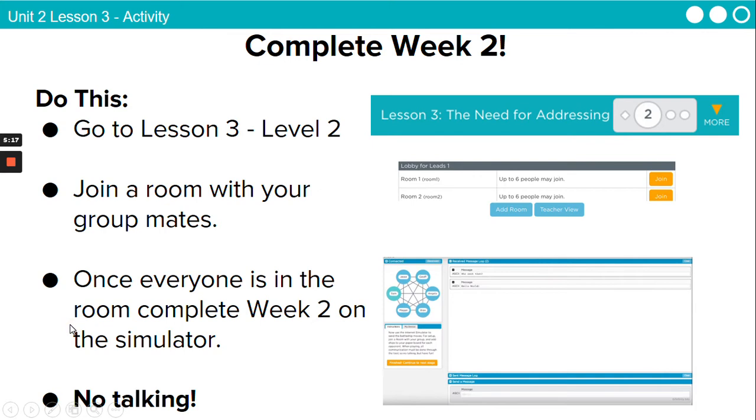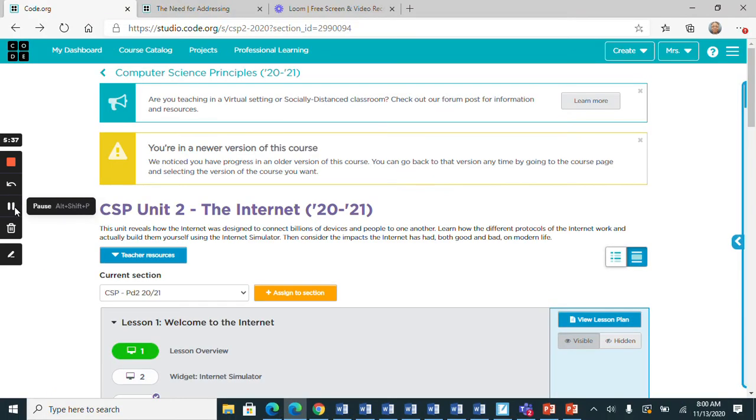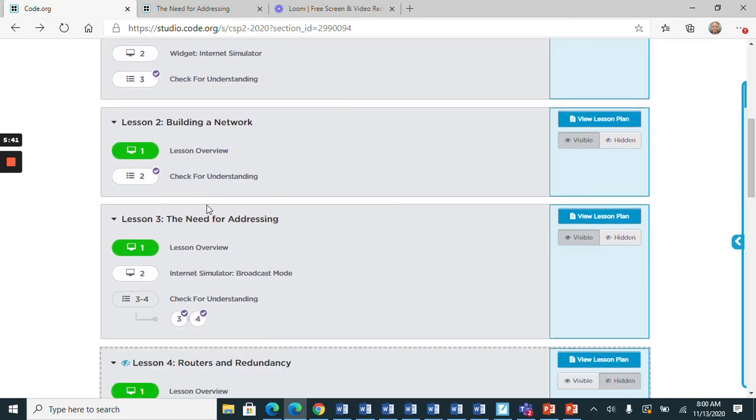and now you join the internet simulator. It says go to lesson 3, level 2, join a room with your group mates. Once everyone is in the room, complete week 2 on the simulator. Note, no talking. Okay, and the simulator looks like this. So I don't remember where to go and find that. Here we go. So we're in code.org and we're at unit 2. And this is lesson 3, the simulator, and it says 2.